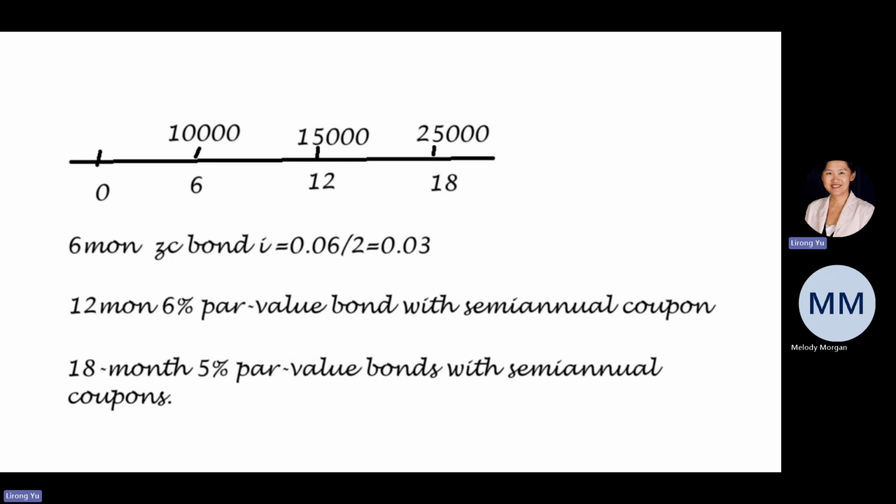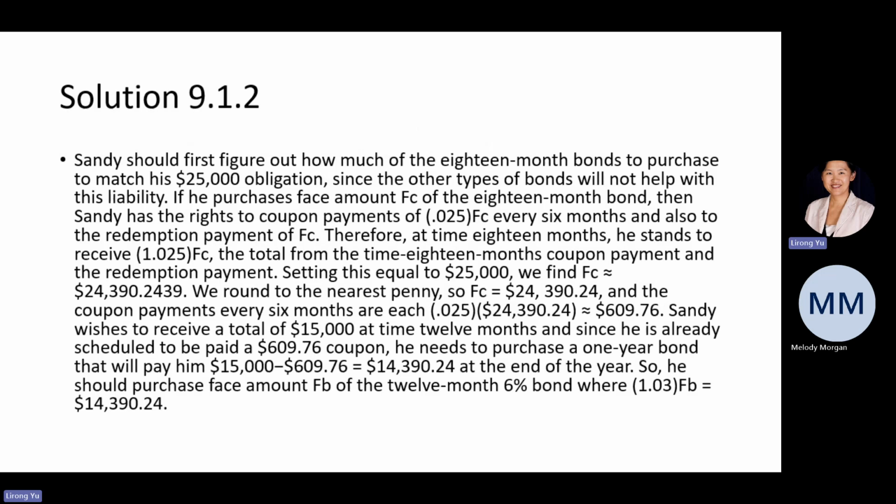To match the cash flow, realize the 6 months zero coupon bond only has one cash flow at 6 months, and the 12 months par value coupon bond has cash flow at 6 months and 12 months. The 18 months has cash flow at 6 months, 12 months, and 18 months, because the 18 months is the only one that has cash flow at time 18. So we should match that one first, right? We make sure that our 18 months par value bond has enough cash flow to cover the 25,000. So we're going to do that first.